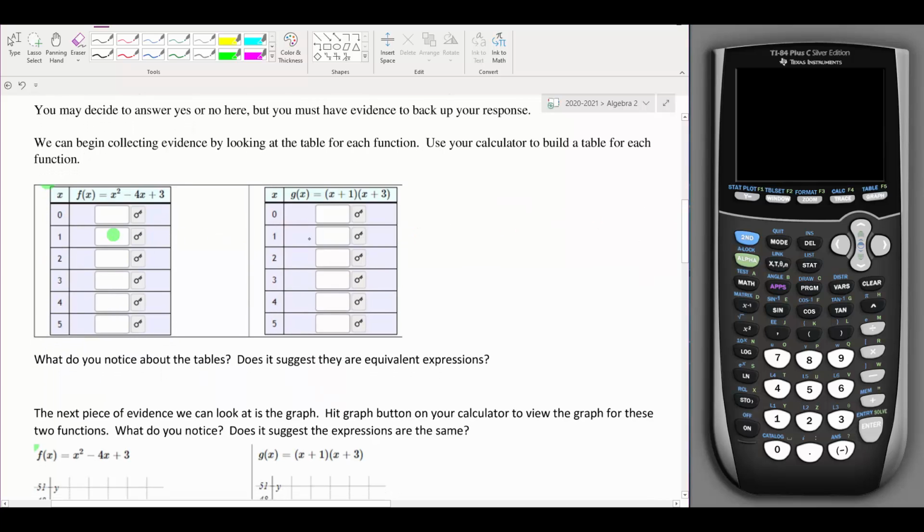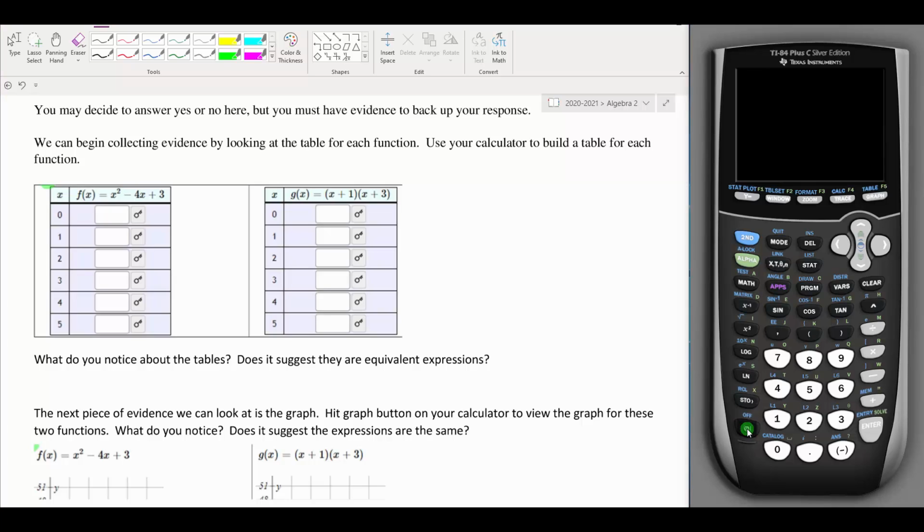So I've got two tables drawn up, and this is what you're going to see on MyOpenMath when you do a problem like this, right? You're going to have a table set up for each function, and we're going to test the input values 0 through 5 on each of the functions, and we're going to take a look at what the output values are for each function. All right, so to do that, I'm going to go over here to my calculator.